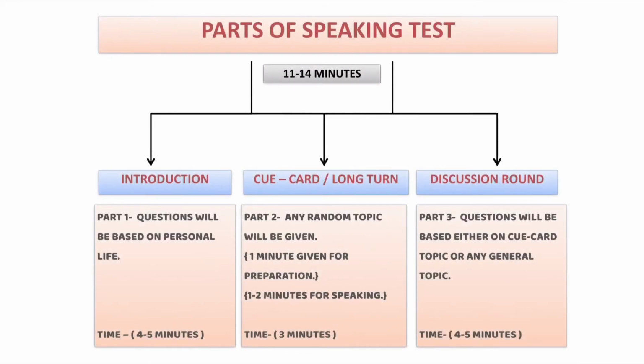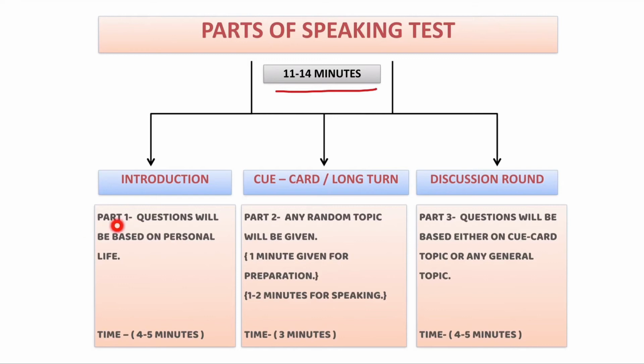Now, the speaking test is of 11 to 14 minutes. So, definitely, it will not be a long discussion. It will be divided into three parts. The first part says introduction, the second says cue card, or you can say long turn also, and the third is follow up, or you can say discussion round. So, these three parts will be asked to you in your speaking test.